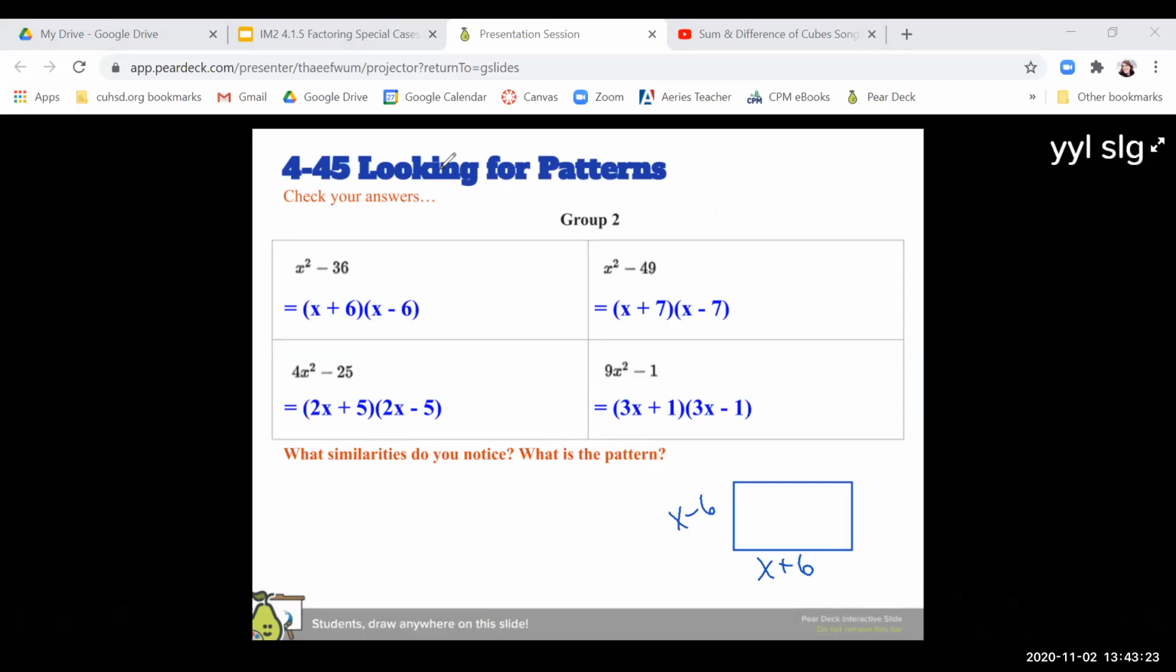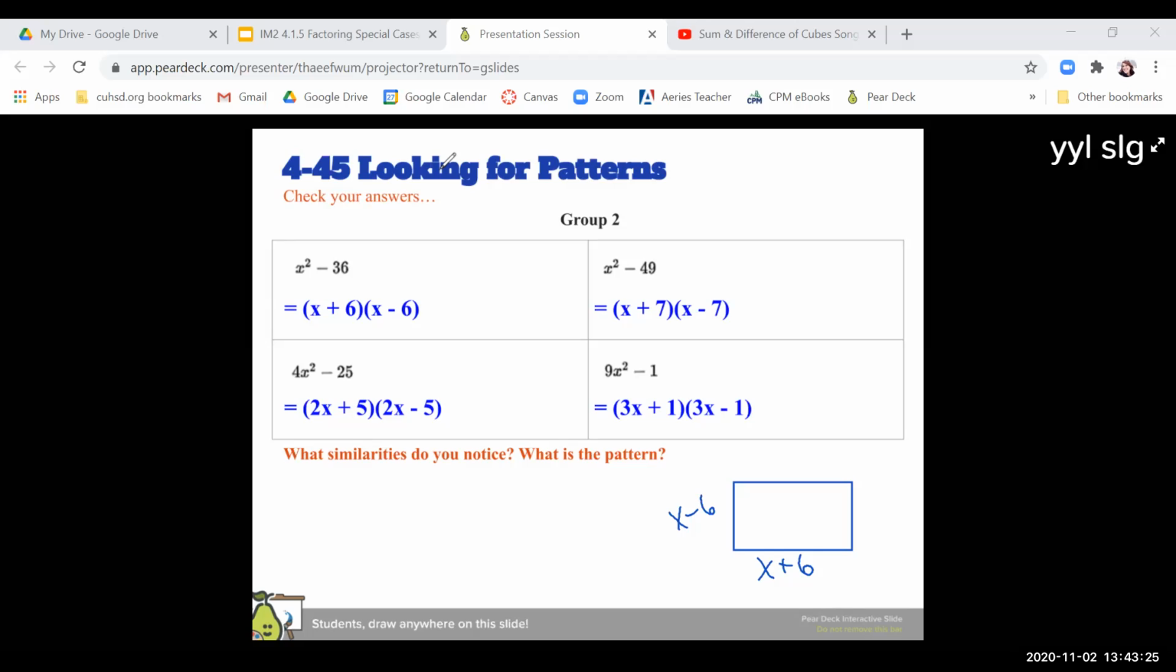They're not matching. If I had a value of x, like say I knew x was 10, then this side of the rectangle would be 10 plus 6, which is 16, and this side of the rectangle would be 10 minus 6, which is 4. So you see how the two sides of the rectangle are not equal. This is not a square, but it is a special pattern. So we have a name for it.